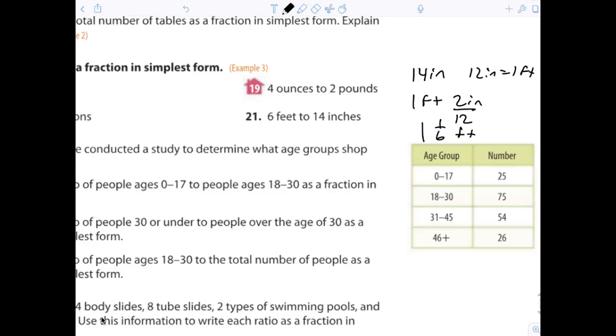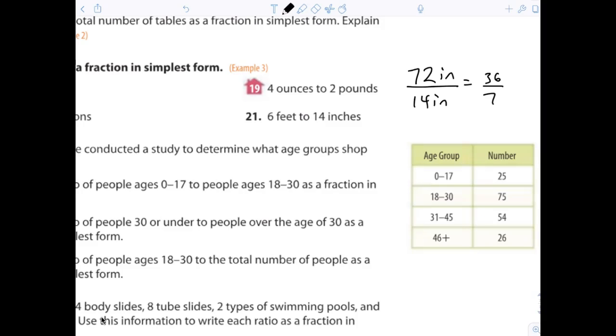So we would say 6 feet represents how many inches? Somebody? 6 feet. 72. Right, so we could say 72 inches out of 14 inches, and then we could reduce. You could reduce by 2, so you could say that's just 36/7. All right, everybody okay with that? Come on. All right, take a look at your answer.